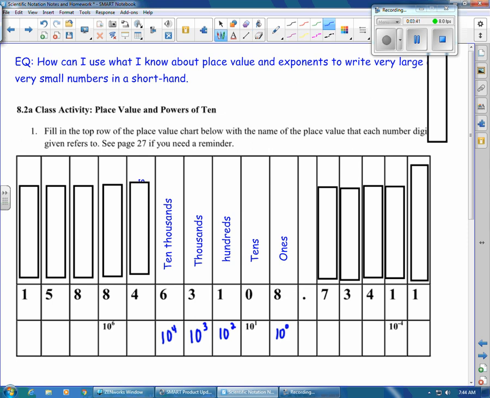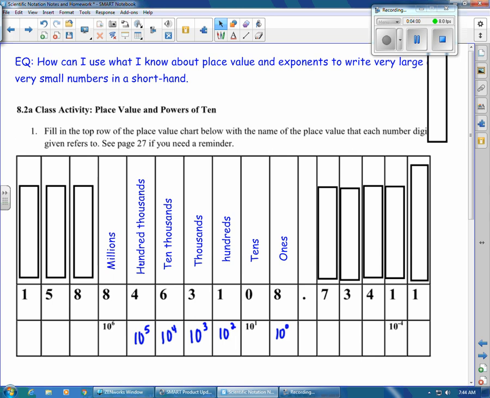So the next one, after 10,000s, would be 100,000s. And if I were to write that as a power of 10, that's going to be 10 to the fifth power. And then we're going to have millions. And that, of course, is 10 to the sixth power. Then we have 10 millions, which is going to be 10 to the seventh power.